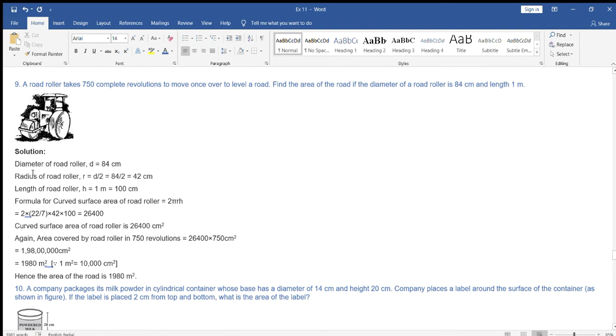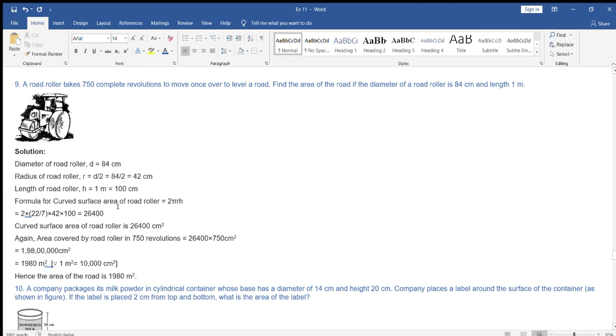Now question number 9. In question number 9, what is given to us? A road roller takes 750 complete revolutions to move once to level a road. The diameter is 84 and the length is 1 meter. See it carefully. Diameter is given in centimeter and length in meter. So you have to take similar units, both in meter or both in centimeter. Now the diameter is 84, then the radius is 42. Length is 1 meter, so we will convert it. It is 100 centimeter.